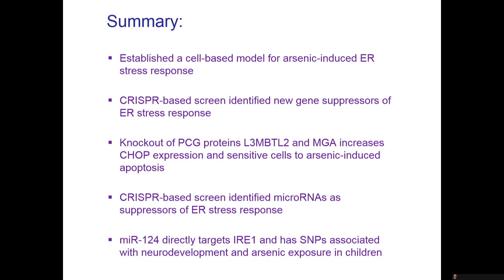But then we can go back into the humans and ask whether there are genetic variants in the genes we identify that may alter the phenotype in humans. So in this case, we were able to identify several SNPs, which are small genetic variations, in the microRNA 124 gene that are strongly associated with neurodevelopment, in particular in the context of arsenic exposure in a human cohort. So I think this is probably a very exciting direction that we are very interested in to follow.